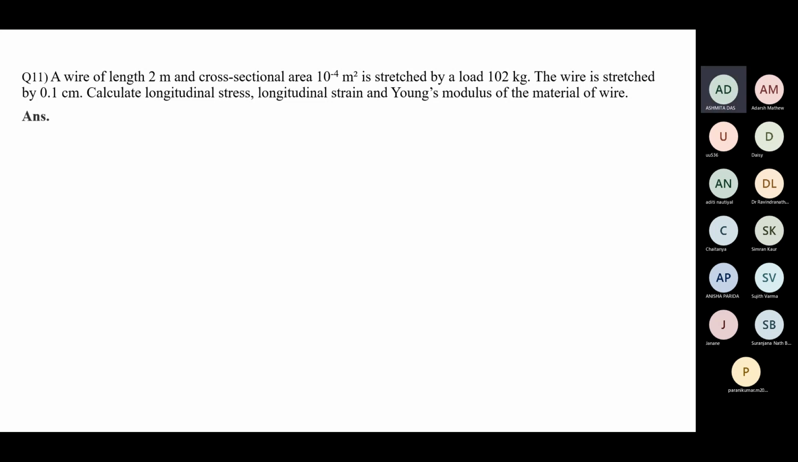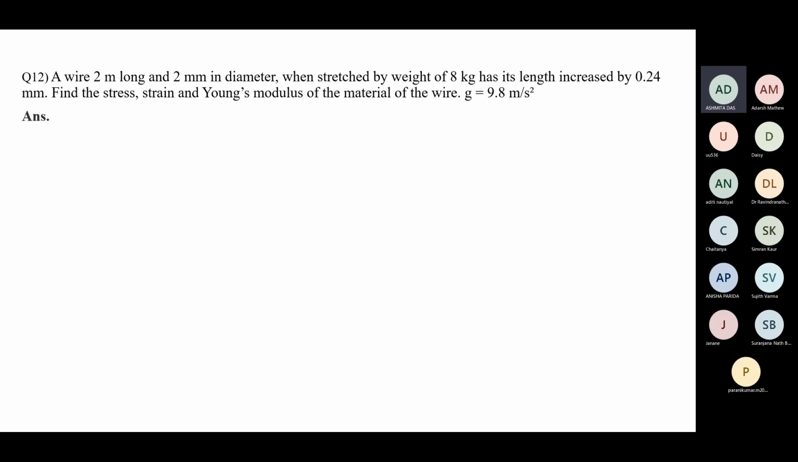Now moving to the next question. A wire of 2 meter long and 2 millimeter in diameter, which is stressed by a weight of 8 kg, has its length increased by 0.24 millimeter. Find the stress, strain, and the Young modulus of the material. Please solve the question and raise your hand.